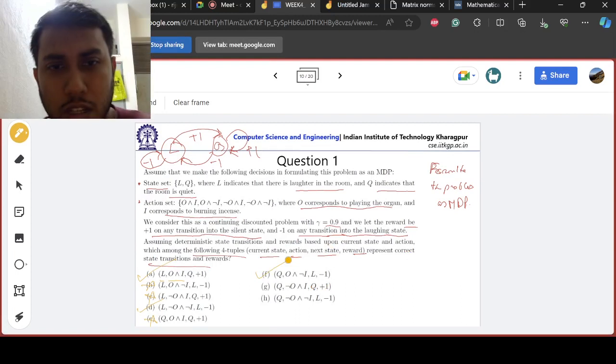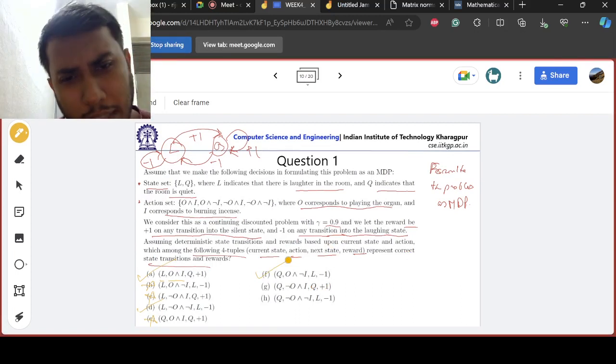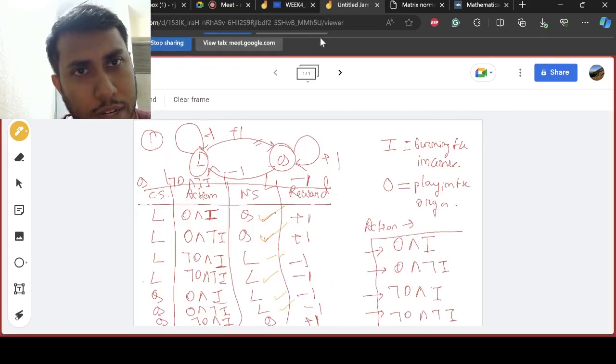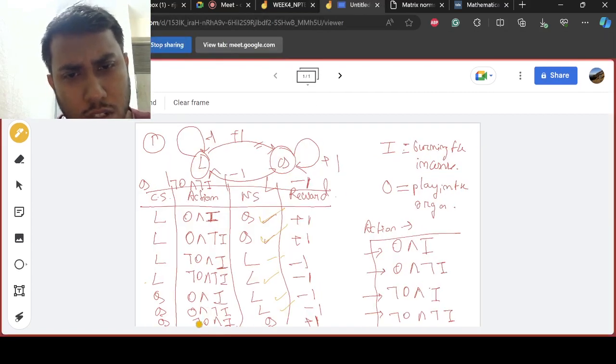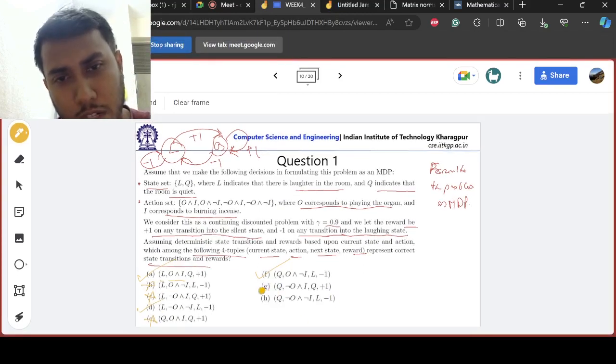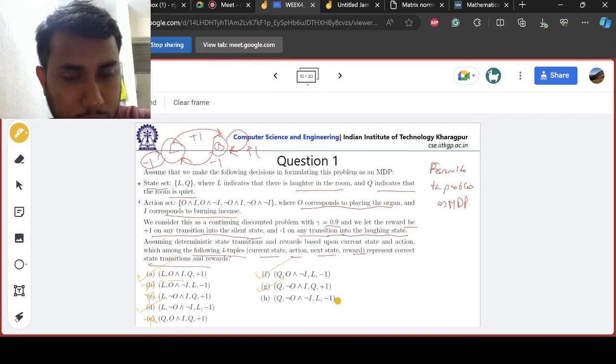Next you have Q, current state is Q. Action is not O and I. Next state is Q+1. Let's see if it is there or not. Yes, it is Q+1. So G is correct.